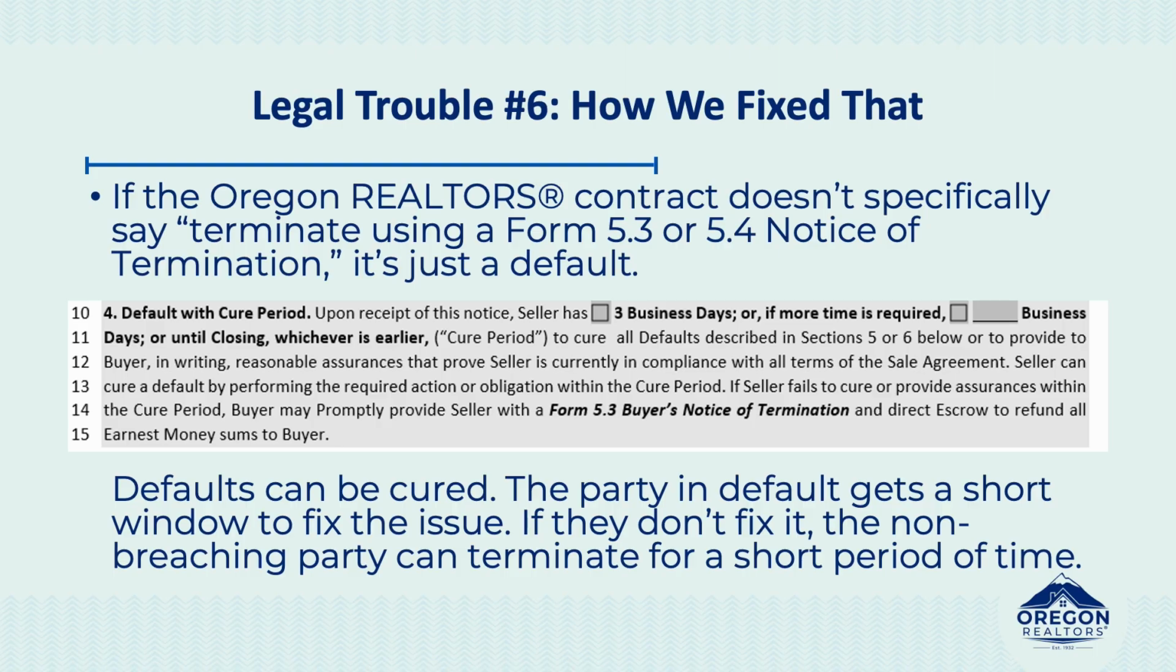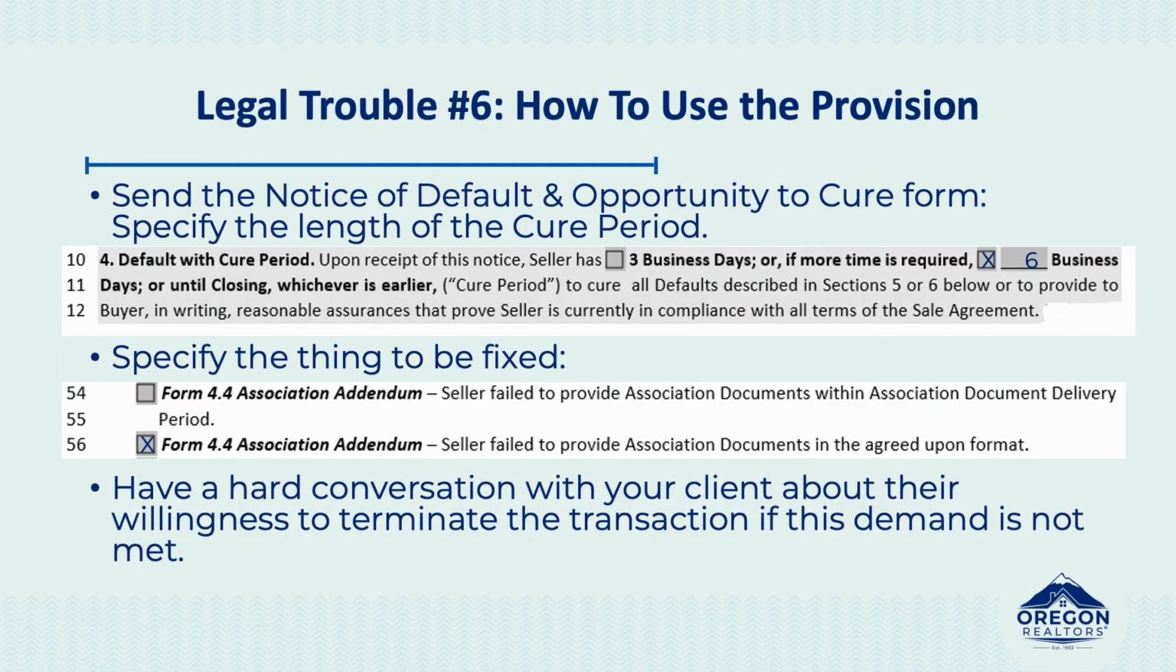If you do send a notice of default, an opportunity to cure, you get to specify how long the party gets to fix the thing. Could be 3 business days, could be more than 3 business days. You could give them a week if it's a complicated issue. And then you'll specify the item they need to fix.